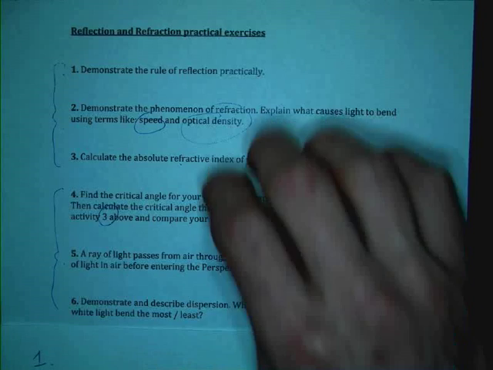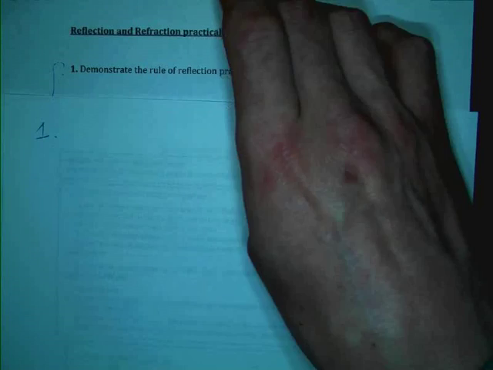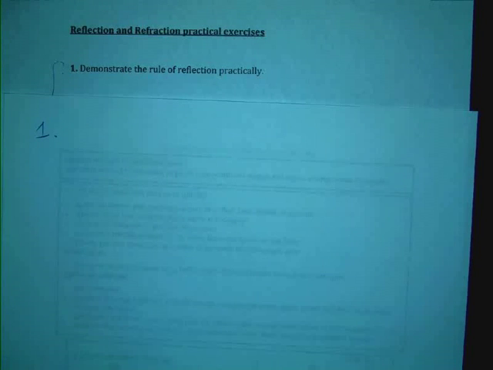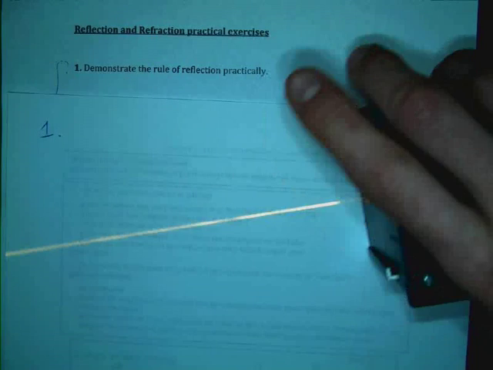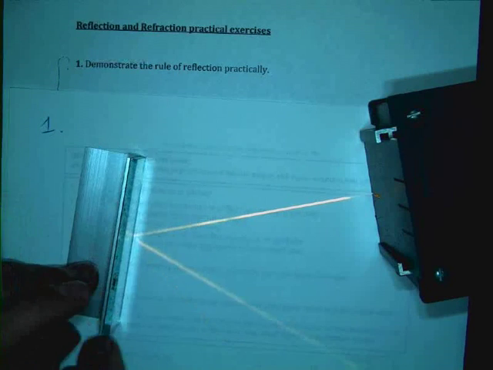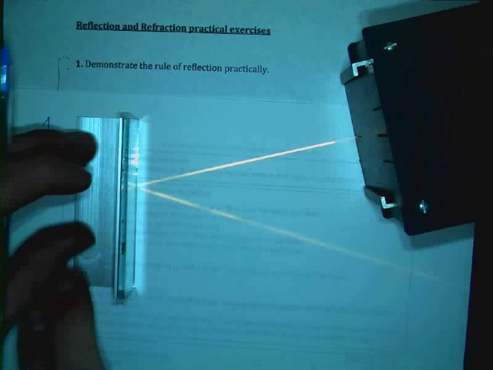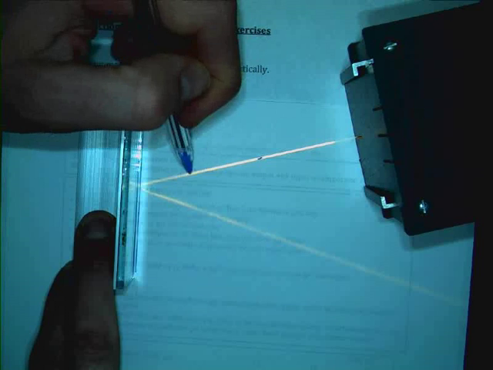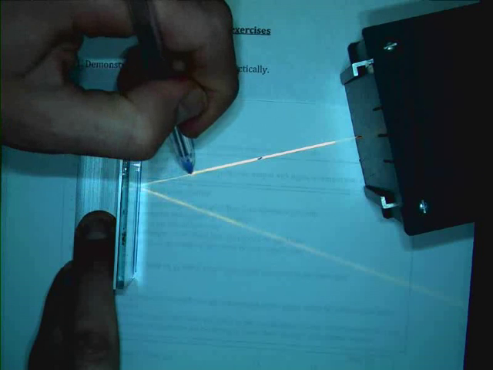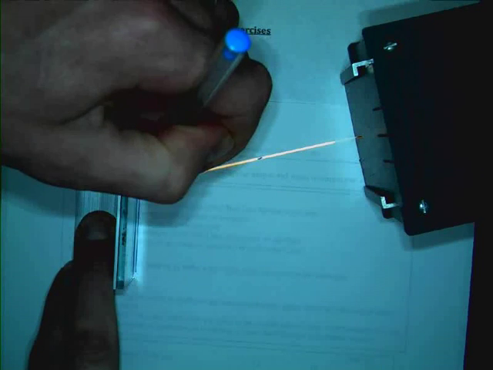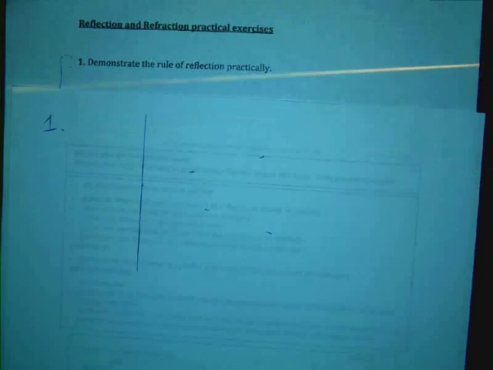So, question 1, demonstrate the rule of reflection practically. Alright, demonstrate reflection, we're going to need a beam of light and we're going to need a mirror. And we can set it up at any angle, doesn't matter what angle. It's the relationship that's important. Angle of the incident ray is coming in like this, we mark it, and the point where it hits the mirror is here, and our reflected ray is here. Remove those, connect the dots.